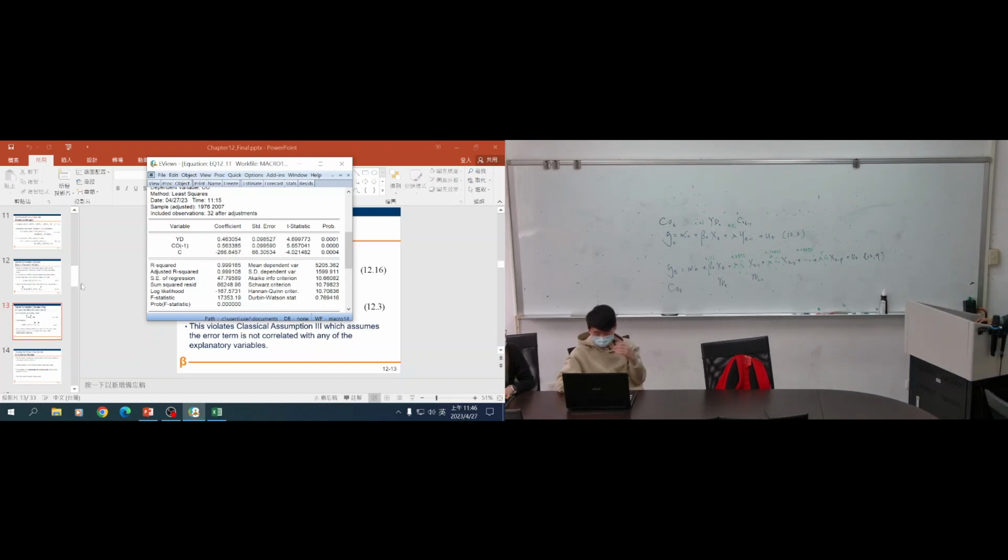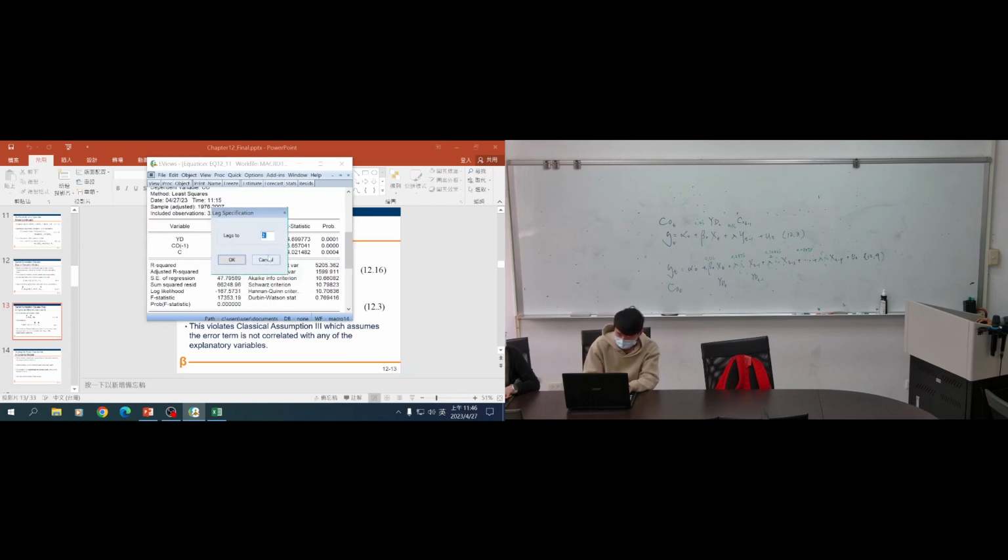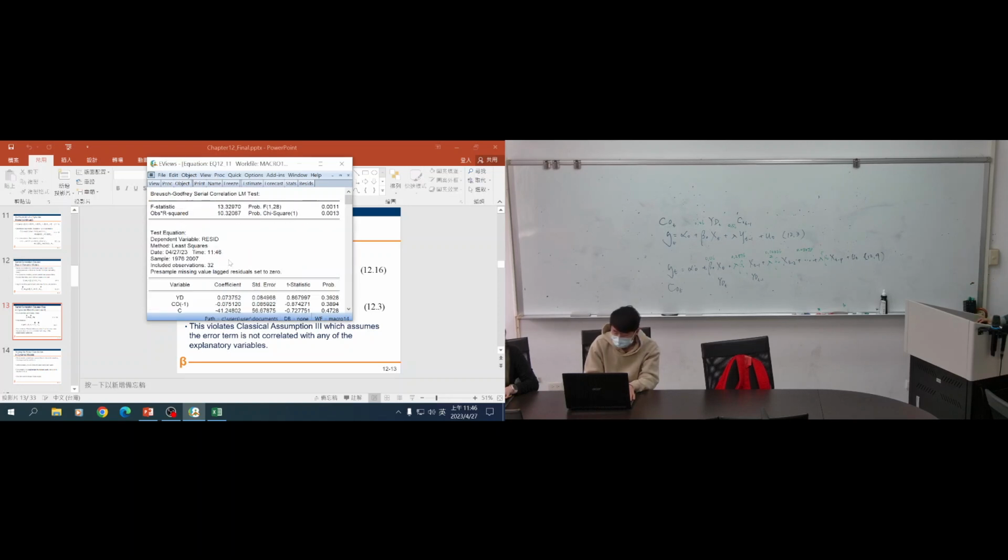How do I do it? From EViews, I can use View, then Residual, then the serial correlation LM test, and now I have lagged 1. How many lags do I have? Just 1? Yes, I have y t minus 1, right? So lagged 1.